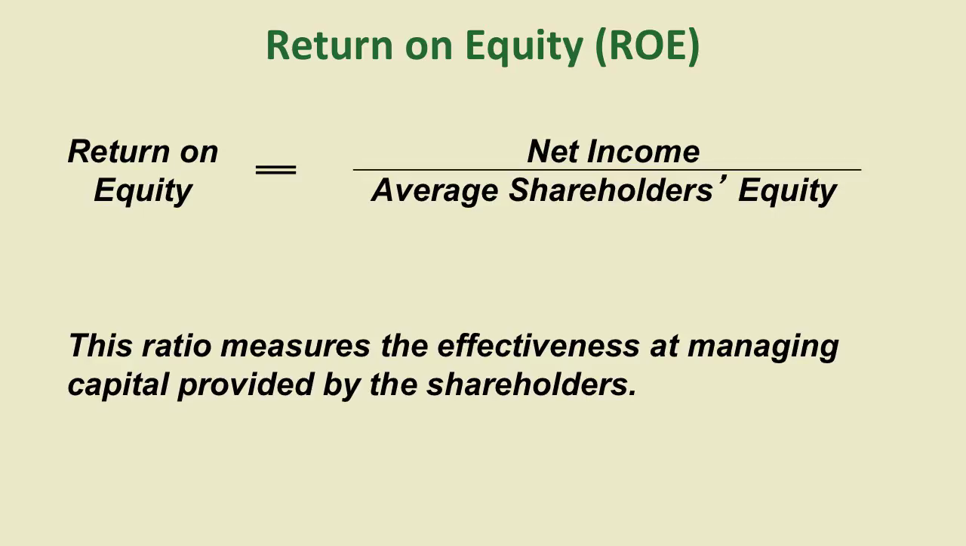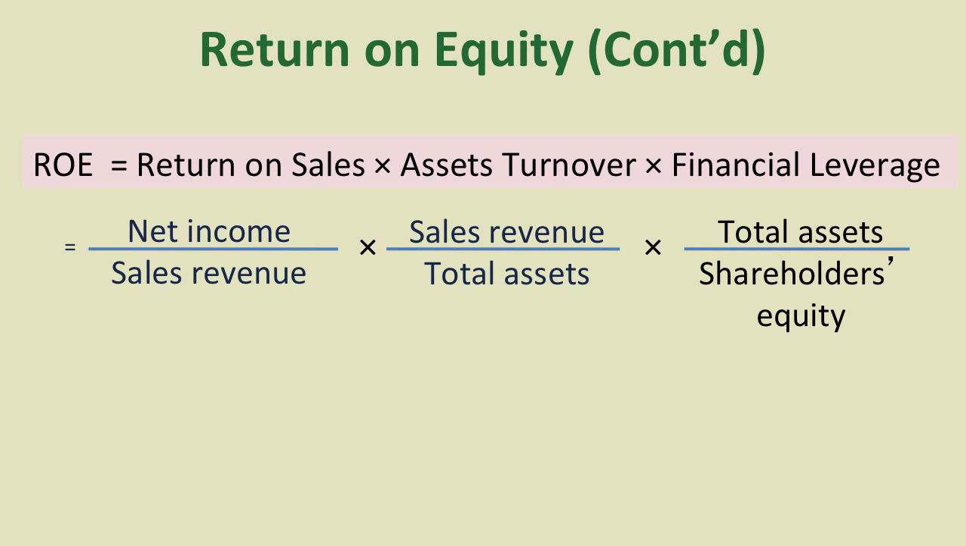This ratio directly talks to the shareholders or the owners. If you remember, when we talked about the ROA, that ratio talks to all the investors, including shareholders and the creditors. And similarly, we want this ratio to be as high as possible. When we analyze ROE, we'd like to partition this ROE into 3 parts. ROE equals return on sales times asset turnover times financial leverage.